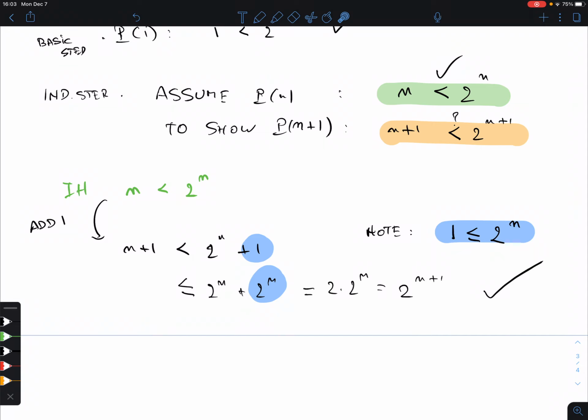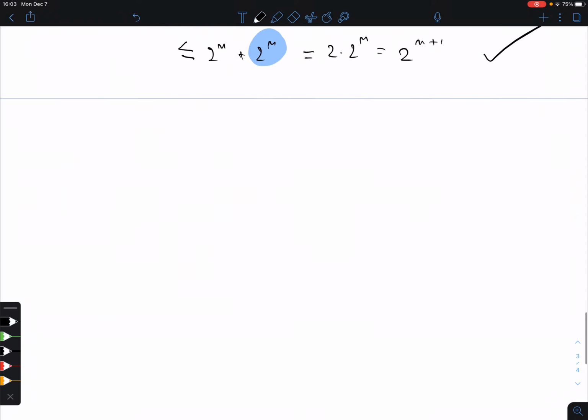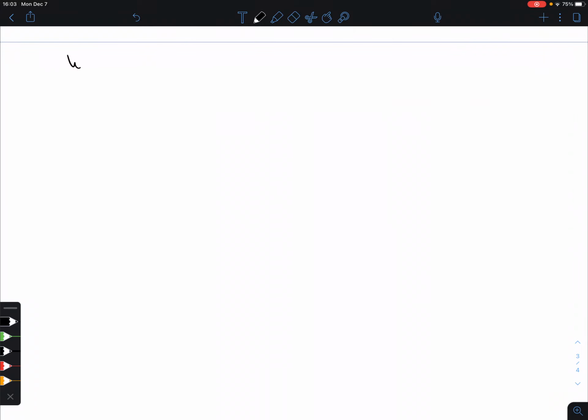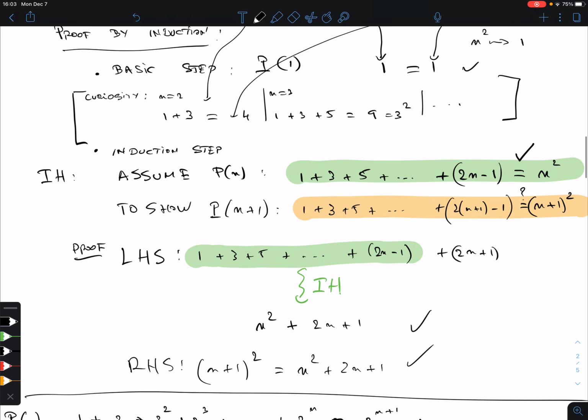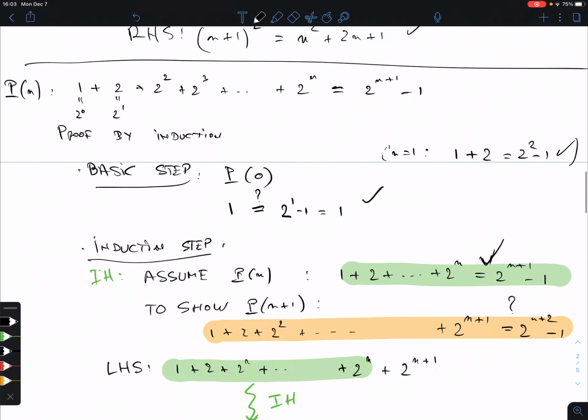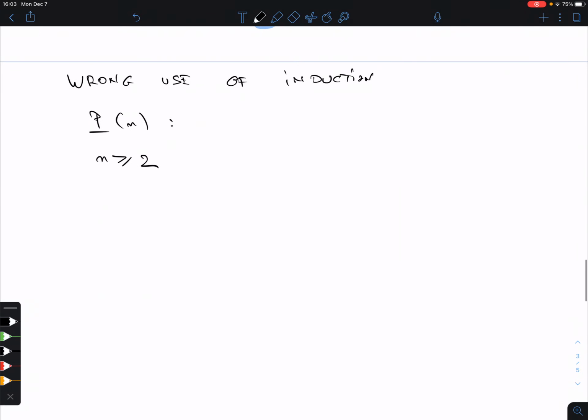Now, before I end, I just very quickly want to give you a wrong proof, a wrong use of induction. And here's the thing I want to prove. So Pn is a statement, and this is only for n at least 2. Sometimes we make the statement for all n, including 0. Sometimes for all n at least 1. Now I'm saying for all n at least 2.